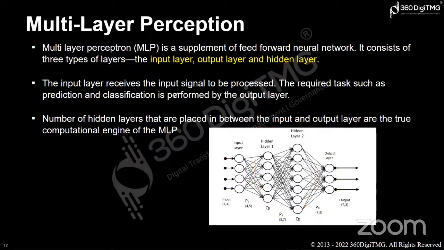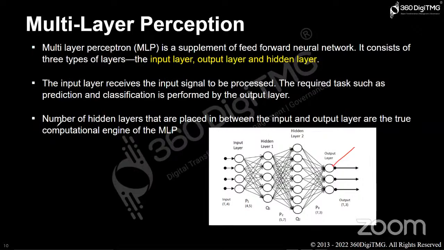Now the input layer receives the signal that needs to be processed. The required tasks such as prediction and classification are performed by the last layer, the output layer. Whether to regress or whether to classify is decided in this layer. This layer takes just the inputs.